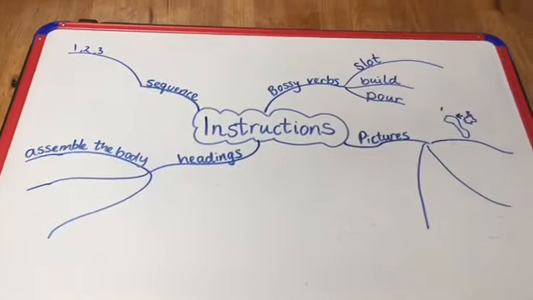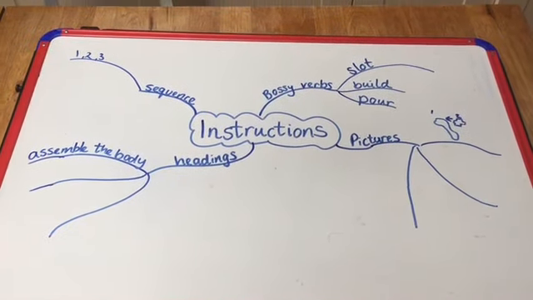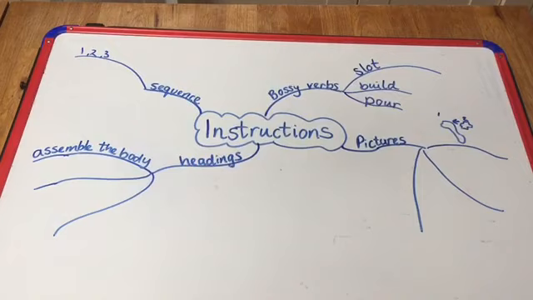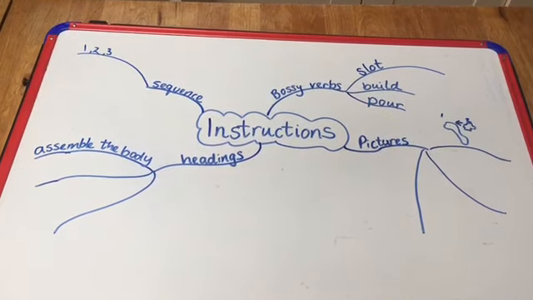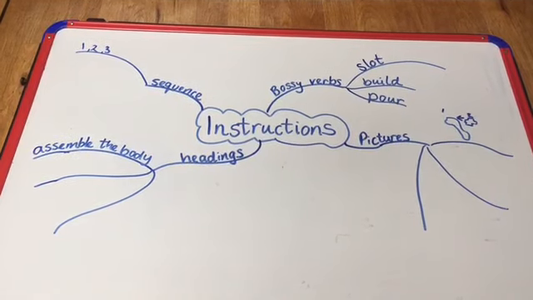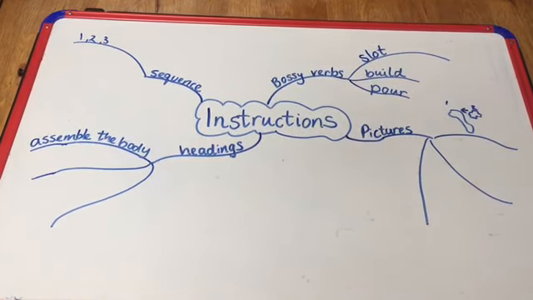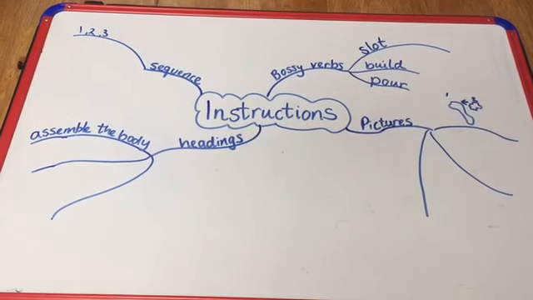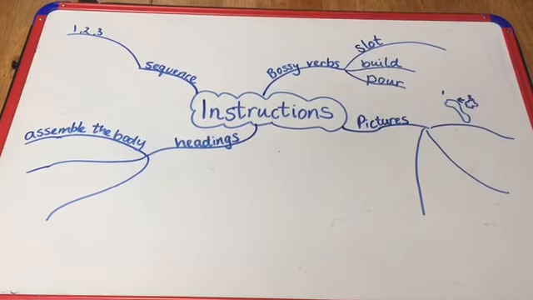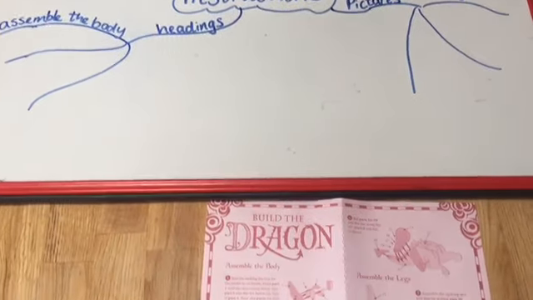In today's task, you're asked to create a mind map showing the key features of instructions, like sequencing, that could be numbers or letters, bossy verbs, the words that tell you what to do, that really boss you about, looking for the pictures and the instructions and the diagrams that help us, and the headings or subheadings that help us follow a set of instructions. So I've got some different instructions to show you just now.